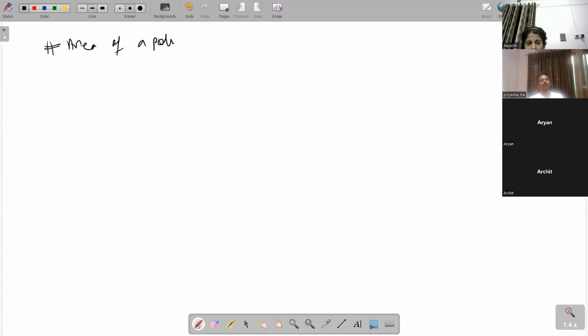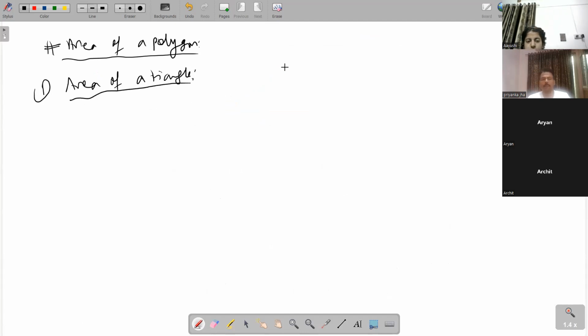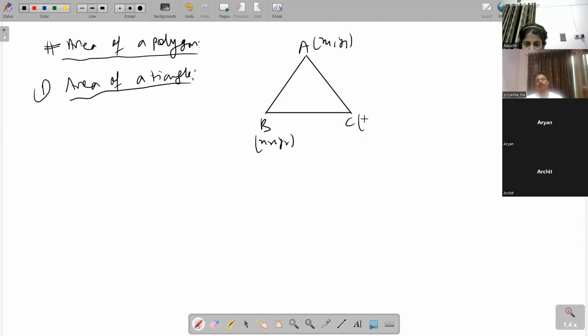Now, area of a polygon. First, we'll take the area of a triangle. The proving part is not needed, so I'm skipping that. See, this is a triangle. We are given A, B, C. You will be given the coordinates of each vertex: x1, y1, x2, y2, and x3, y3. You will be given that, right? So you have to find the area of this triangle.